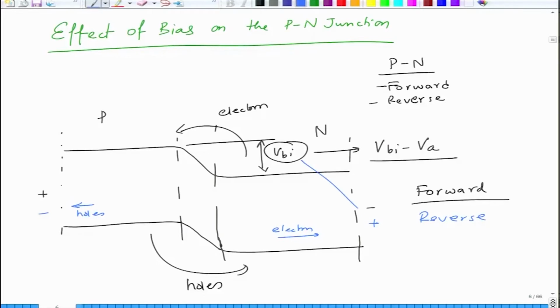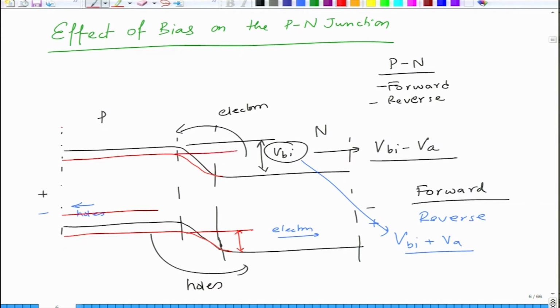In the reverse bias, essentially this barrier increases, and it becomes VBI plus VA. If I want to depict it, if this is at V equal to 0, in the forward bias case it will become like this. Sorry, it will become like this. So, the junction barrier height has reduced in the forward bias case. This is VBI minus VA.